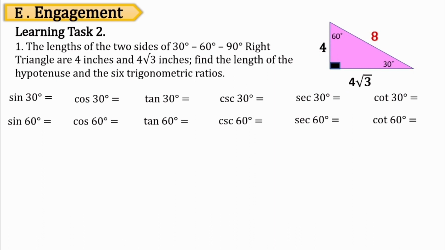Then, lowest term natin, 1 half. So, sine 30 degree is equal to 1 half. Next is sine 60 degree. So, sine 60 degree, nandito naman yung ating reference angle.